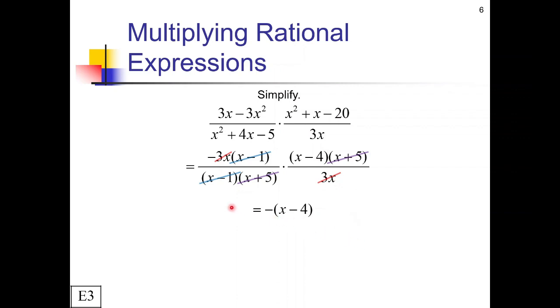Excluded values, though, because we canceled out these x minus 1s, I need x to not equal 1, or else that would make the original undefined. This x plus 5 means we need to exclude negative 5. And this 3 times x means we need to exclude x equals 0. So that also is on our list of don't plug it in.